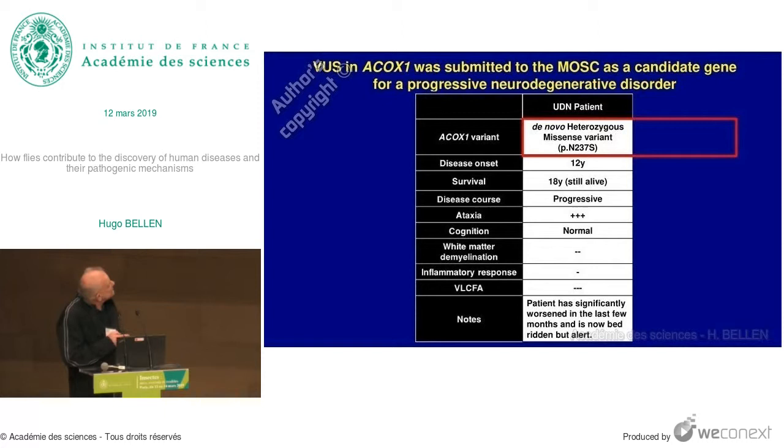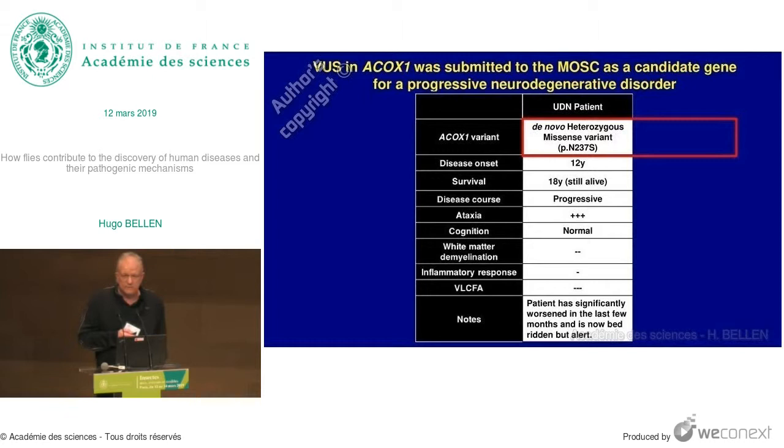But this is a homozygous mutation. These kids lack both copies of ACOX1. And as you can see here, they have a white matter demyelination. They have an inflammatory response, and they have an increase in very long-chain fatty acids, which was not observed here.